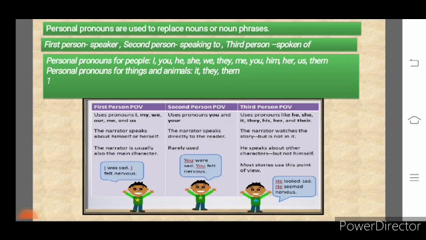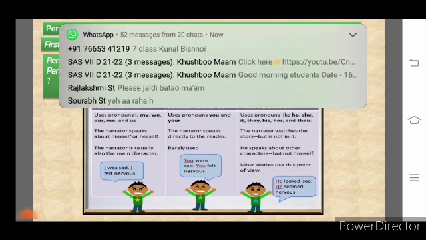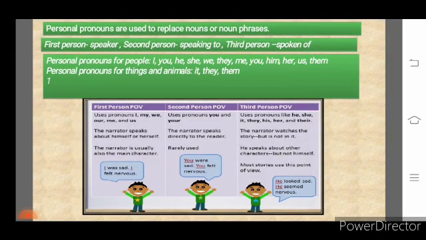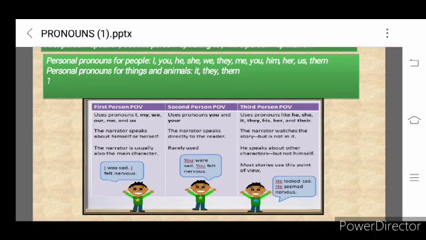Now for animal or thing we can use it, they, them. Clear? Now you can see uses of pronoun. First person, we use I, my, we, our, me, and us for the first person. For the second person, we use you or your. For the third person, we use he, she, it, they, his, her, their.